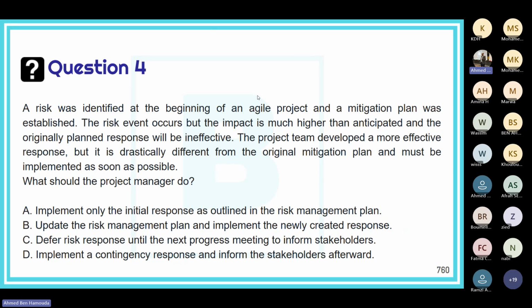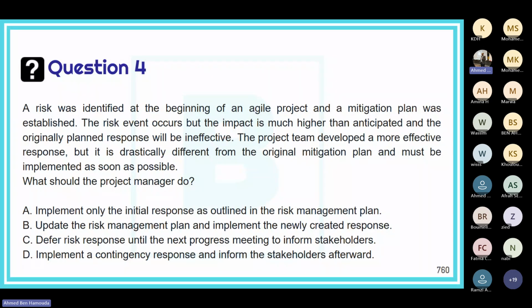A risk was identified at the beginning of an agile project and a mitigation plan was established. The risk event occurs, but the impact is much higher than anticipated, and the originally planned response will be ineffective. The project team developed a more effective response, but it is drastically different from the original mitigation plan and must be implemented as soon as possible. What should the project manager do?